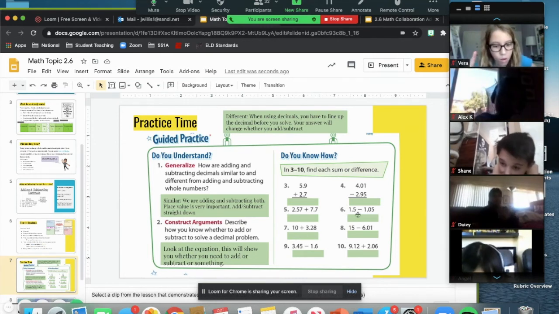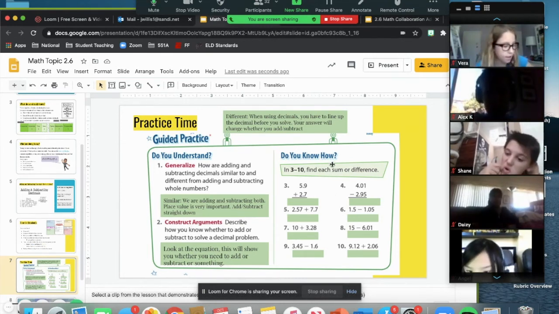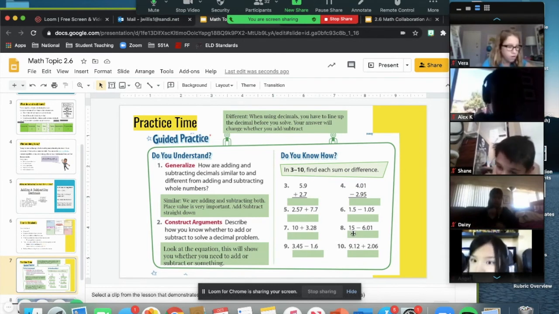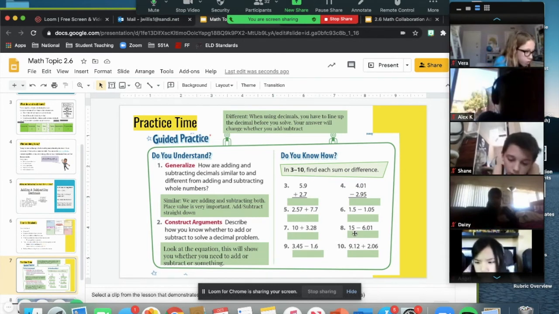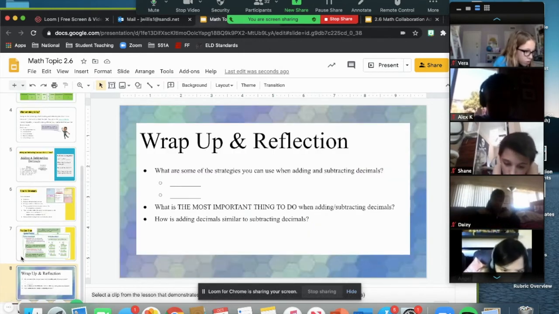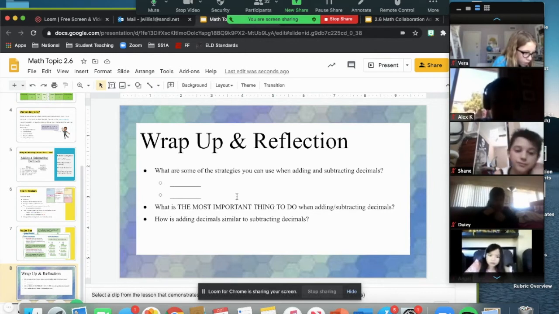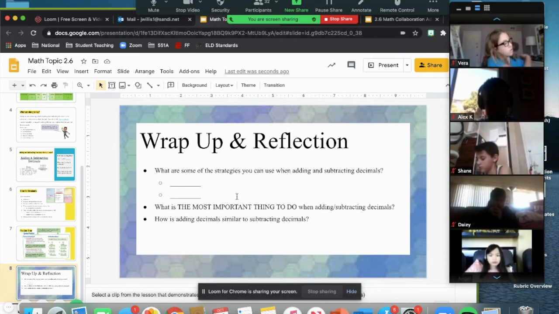Okay, good work with 1 and 2. 3 through 10, you guys are going to be doing on your own. I'm going to be going through to check your understanding, see how well you guys are doing. But I want to go through the wrap up and reflection before we get out of here today. Got 3 questions for you guys.